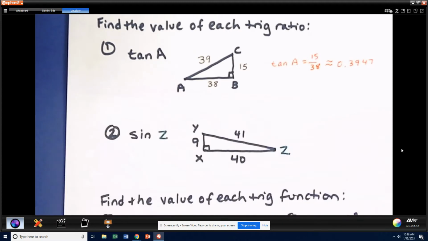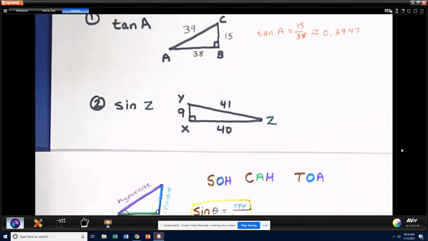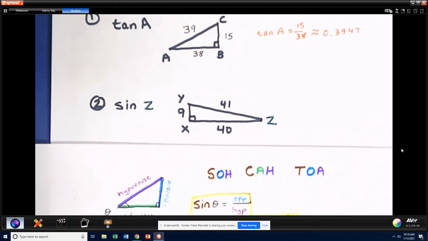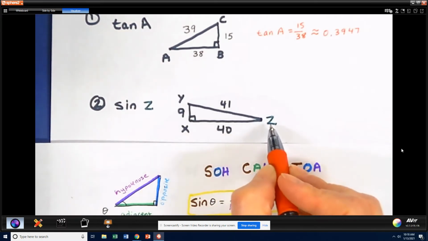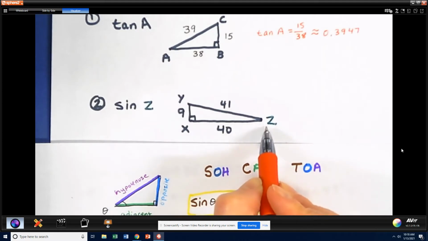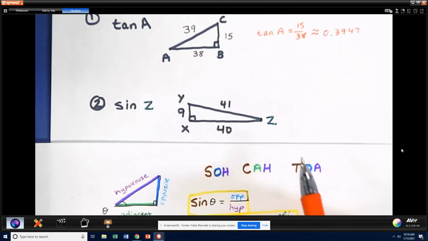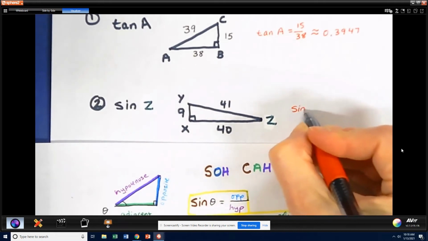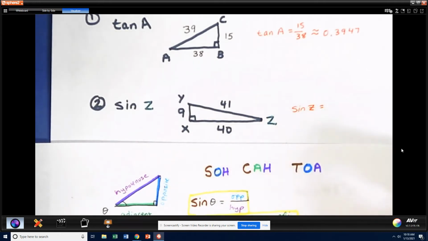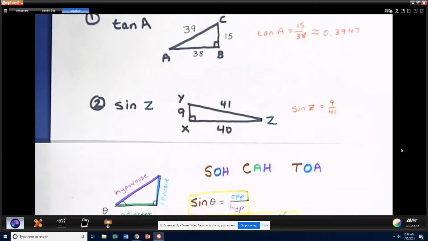Let's do that again. Suppose I want to find the sine of angle Z. Take a moment and think about that. Sine is opposite over hypotenuse. Find angle Z. It's over here. The side opposite angle Z is 9. The hypotenuse in this case is 41. So the sine of angle Z would equal opposite over hypotenuse. And again, you can use your calculator to divide.